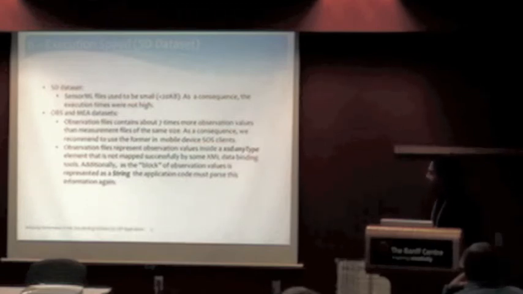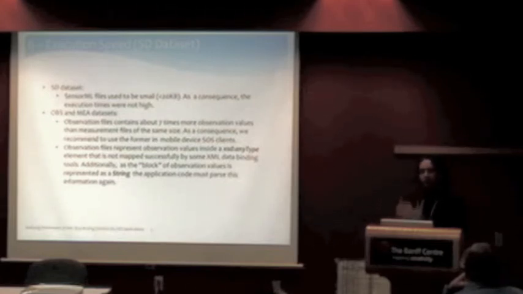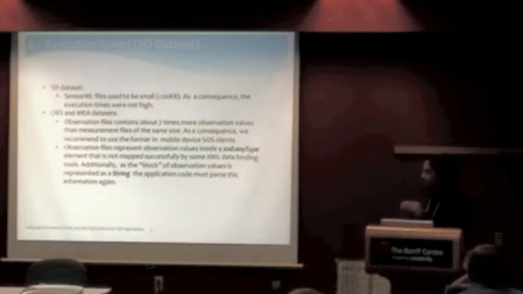Observation files had another challenge: the observations were encoded inside an element that has an any type, as described in the XML schema. Some data binding tools are not capable of recognizing the structure and types of the information inside this type. For example, Xfinder, one of the tools we use for generating code for mobile, just ignores any tag defined with any type.